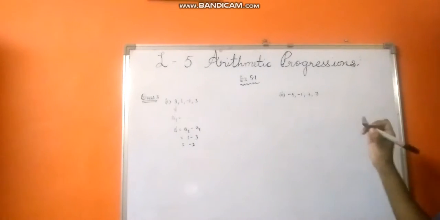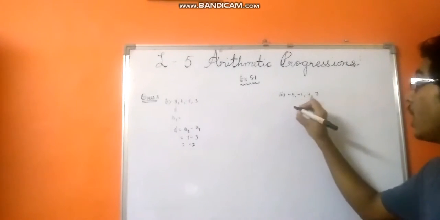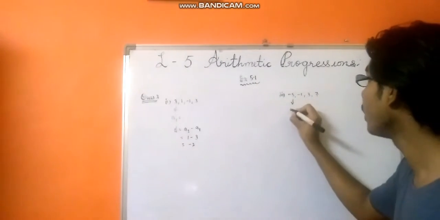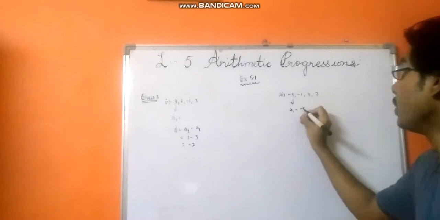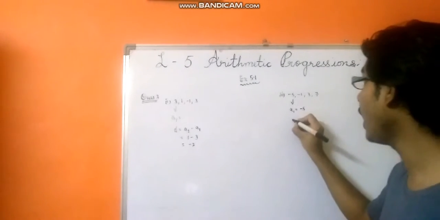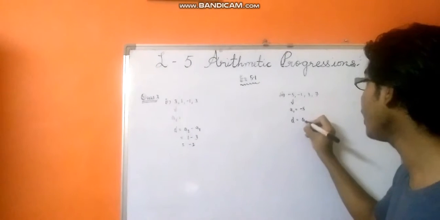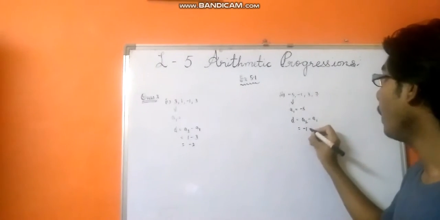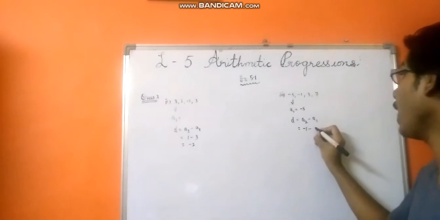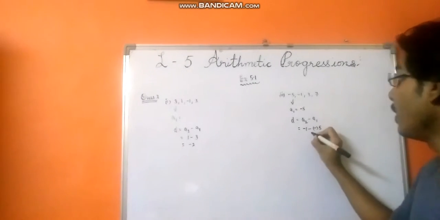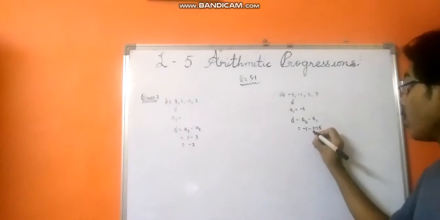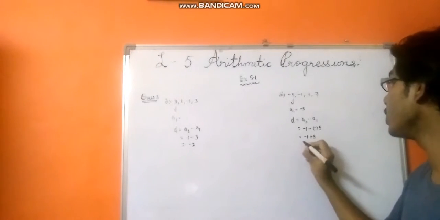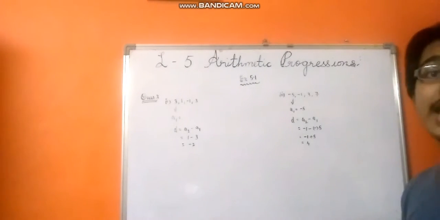Now let us have a look at the second question. Minus 5, minus 1, 3, 7. Now the first term in this particular series is minus 5. So this will be your A1, which is your first term. Now to find the common difference, we know that D is equal to second term minus first term. What is your A2? A2 is minus 1 minus A1, which is minus 5. Now you have to take care of signs here. So minus minus will become plus, which is equal to minus 1 plus 5, which is equal to 4. So 4 is your common difference.